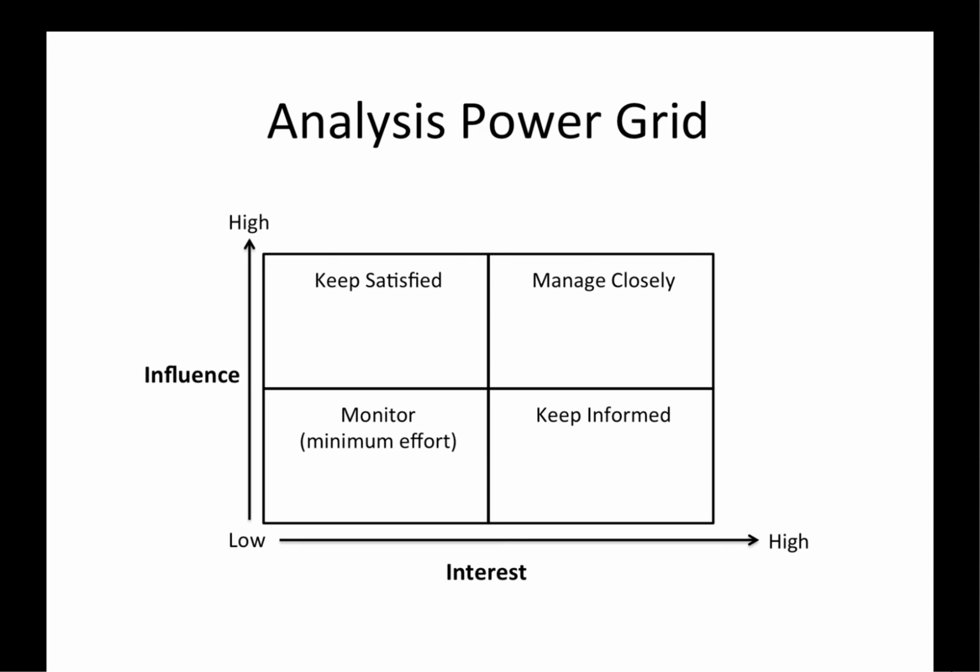This is a priority chart that places a value of interest and influence as high or low for each of your stakeholders. If the level of interest and influence are both low, you simply need to monitor them with a minimum effort. If the influence is low and the interest is high, you need to keep them informed. If the influence is high but the interest is low, just keep them satisfied. However, if the influence and interest are both high, you need to manage the relationship closely.